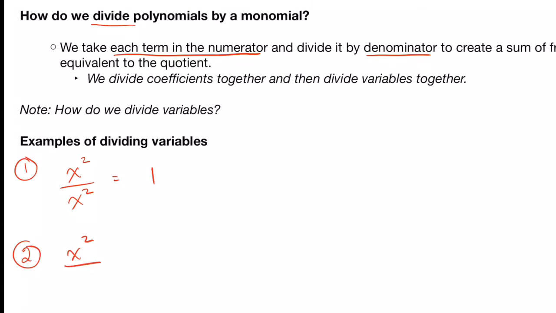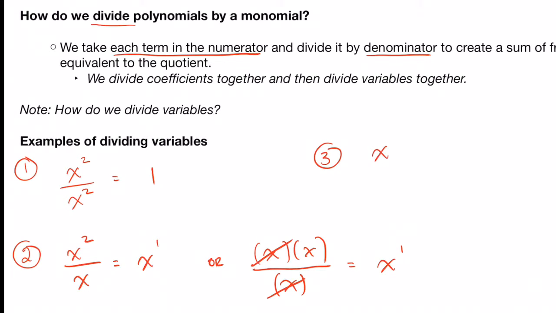If I have x squared divided by x, I'm going to be left with x to the 1. Also, what this looks like is x squared is really x times x, divided by x. Whatever you have on top that's the same as the bottom, we can cancel out, so I have x left. And lastly, if I have x divided by x, that's also 1. Whenever you have the same exact term on top and bottom, they cancel out and they equal 1. So remember these little tricks when you are dividing variables. We'll go through a couple examples now.